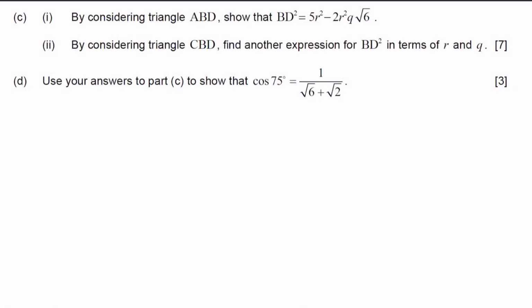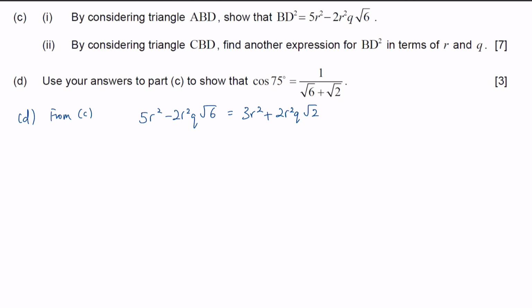Okay, part D now. Use your answers to show that cosine 75 is equal to 1 over root 6 plus root 2. So from part C, we know that 5r squared minus 2r squared root 6 q must be equal to 3r squared plus 2r squared root 2 q. Why? Because they are both expressions of BD squared.